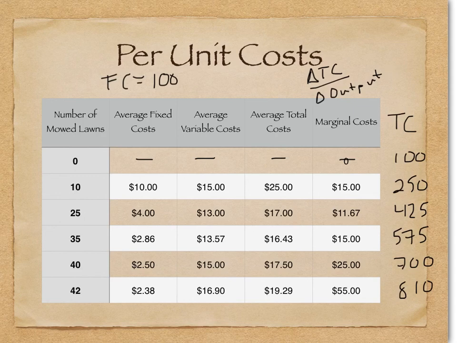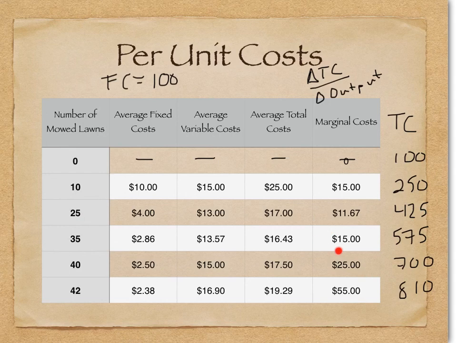Well, in this situation, our total costs have now gone from $250 to $425. That represents a change of $175 divided by the change in output. So the difference between 10 and 25 is 15. So if we take that $175 and divide it by 15, you're going to note that we arrive at a marginal cost of $11.67. This is a very important calculation, and I encourage you to do the remainder on your own.